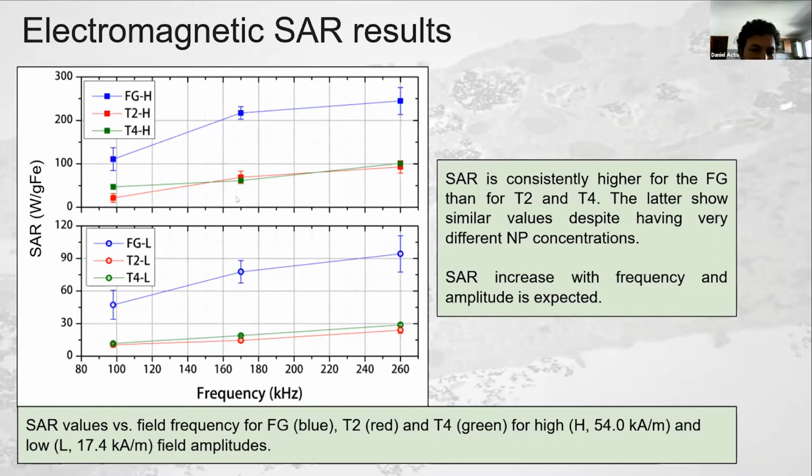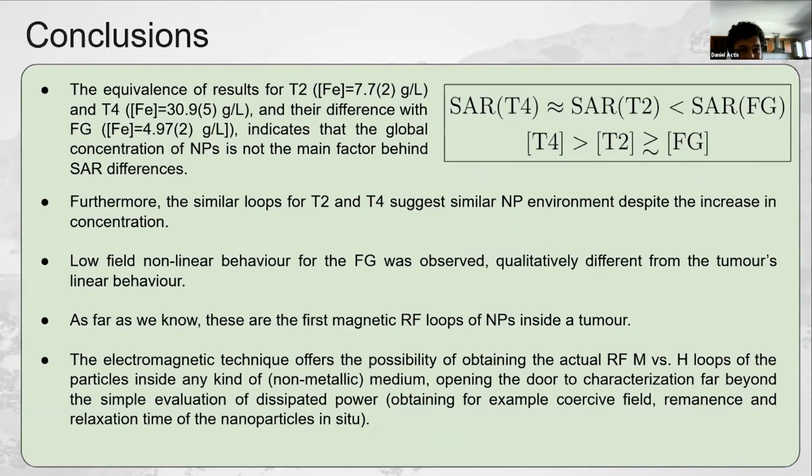According to the loops we have seen, the SAR is similar for both portions of the tumor and consistently lower than the SAR obtained from the ferrogel. So what can we conclude from this very simple result? Having seen the similar loops and SAR of both portions of tumor with very different iron concentrations, we confirm that at least global concentration of nanoparticles is not the main factor behind the SAR differences with the ferrogel. At the same time, the similarity between both tumor portions suggests a similar nanoparticle environment despite the increase in concentration.